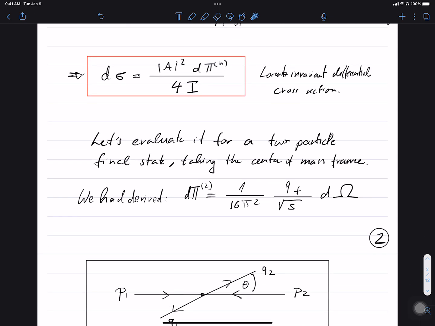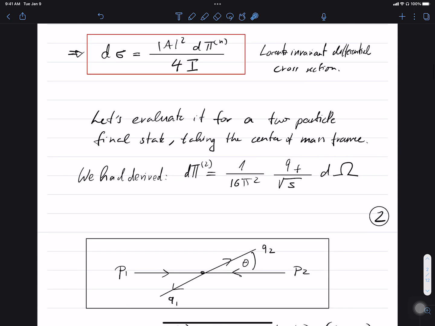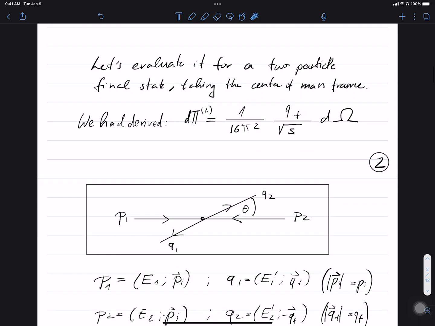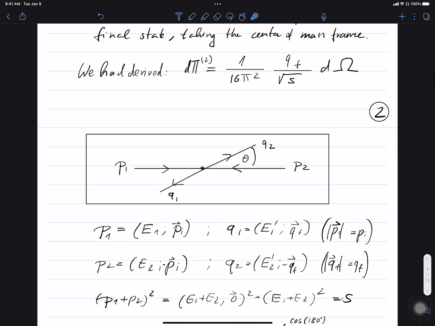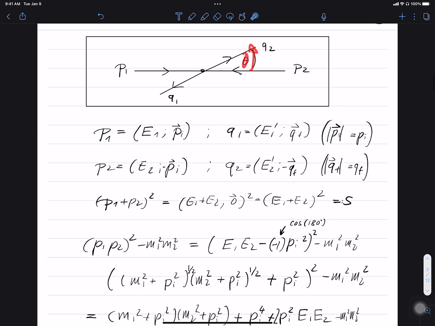Now we can evaluate it for a two-particle final state, taking the center of mass frame, which is quite convenient for many observations. You remember we had derived last time this expression for the two-particle final state, where this is the final momentum absolute value, this is the initial state energy. And in this picture that we have P1 and P2 momentum coming in, Q1, Q2 momentum going out, we saw that this situation is symmetric around the angle phi, so it's independent of it. So it can only depend on the variable theta, the scattering angle.